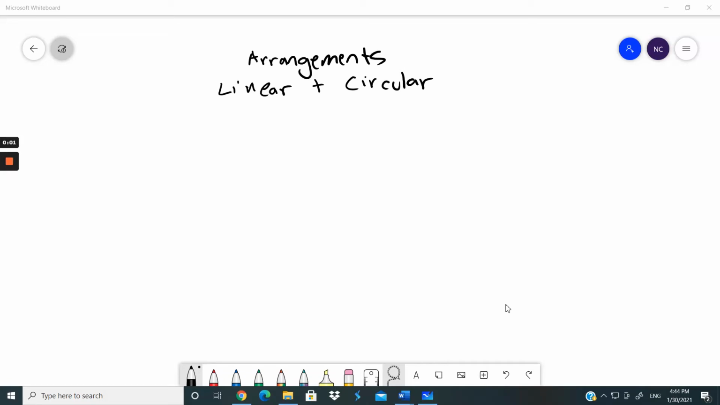Hi everyone, in this video we'll be going over how many ways we can arrange things in a linear or circular manner. This is also sometimes called permutation. So let's say that we have to arrange something like A, B, C. How many ways could we switch these elements around?